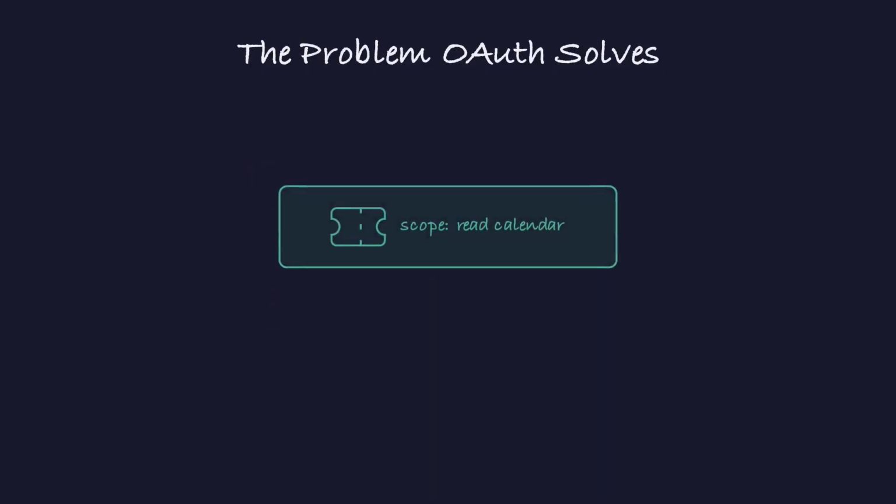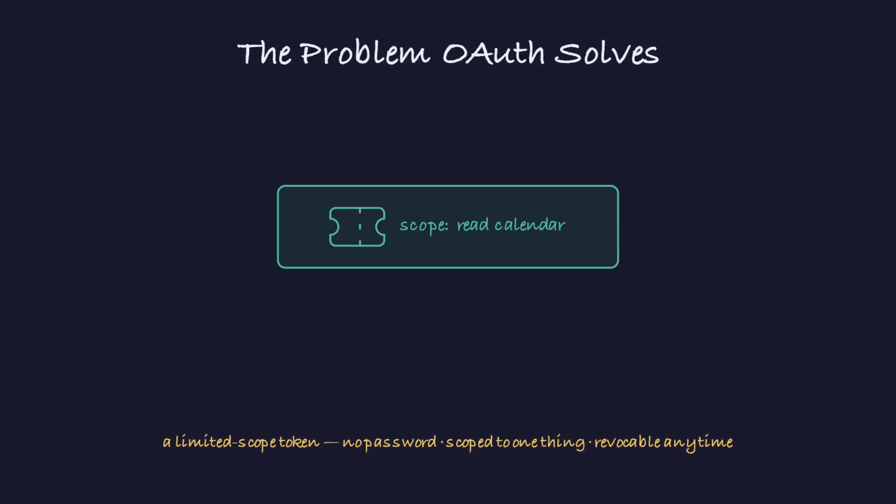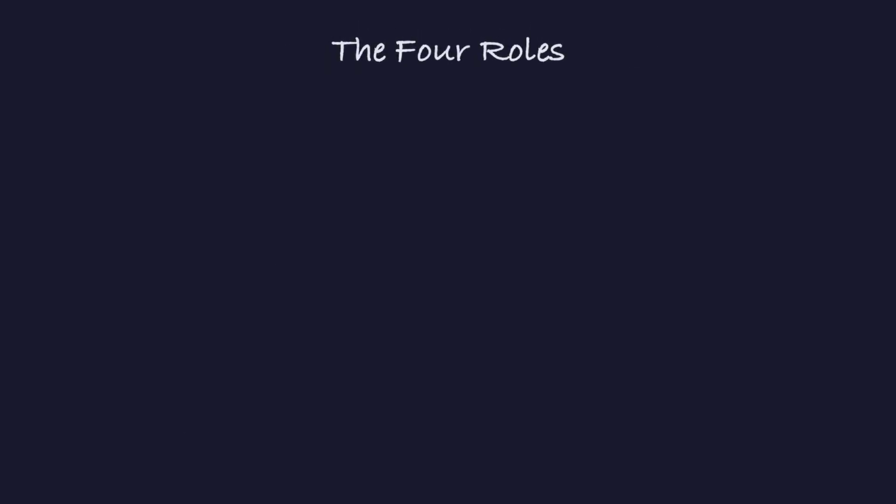OAuth was invented to kill this. The core idea: instead of your password, you give the app a limited scope token. It says, this app can read my calendar and nothing else. No password, revocable anytime. OAuth has 4 actors. Understanding them is the key to the whole flow.